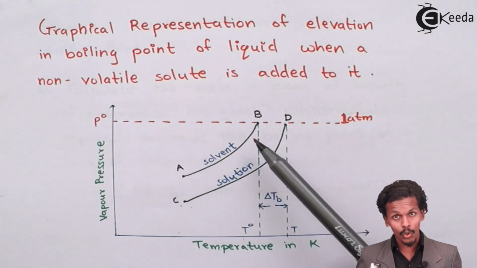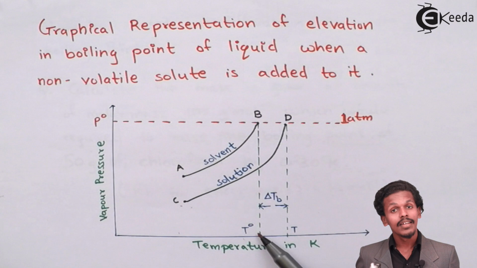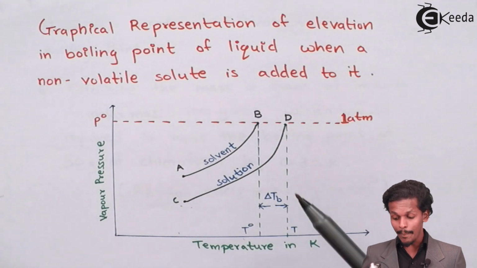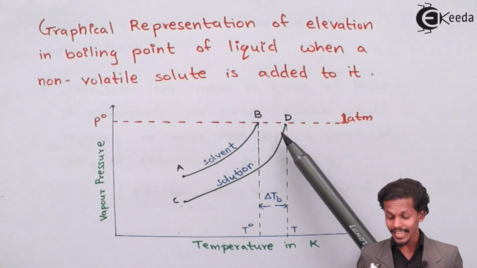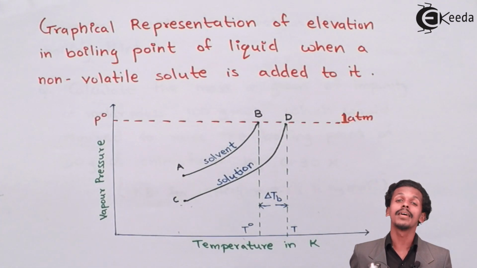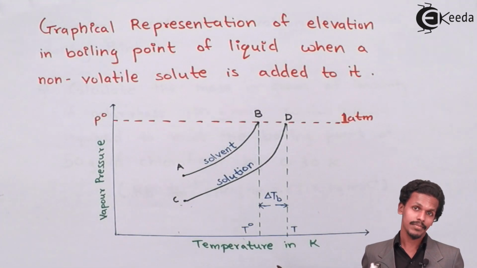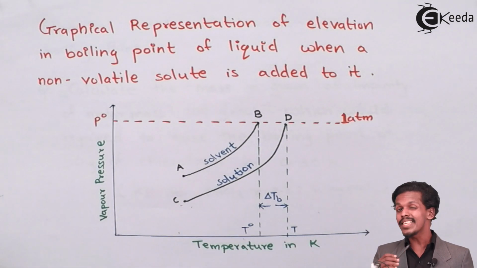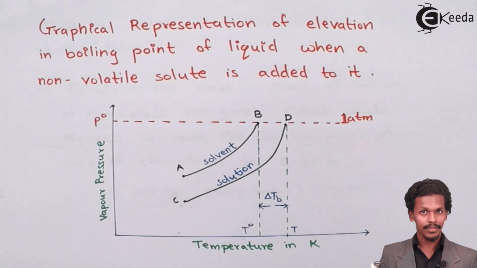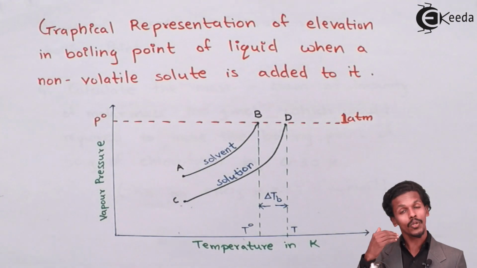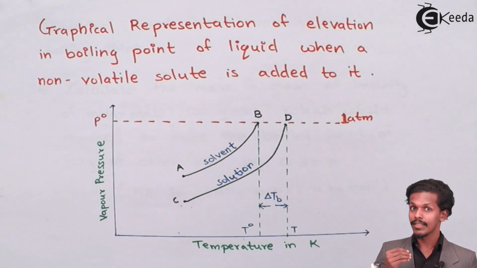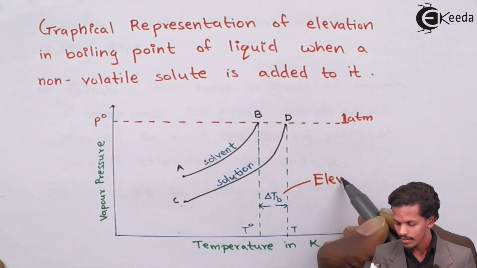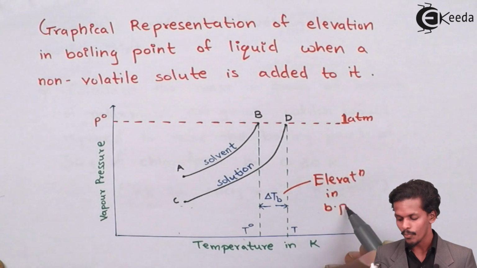The temperature corresponding to point B is the boiling point of the pure solvent, which is denoted by T naught. While the temperature corresponding to point D is T, which means the boiling point of the solution. So there is a difference, as you can see, and this difference is nothing but delta T B. This extra temperature that we provide, so that the solution turns into a gas, or the solution's vapor pressure reaches the maximum, is known as elevation in boiling point.